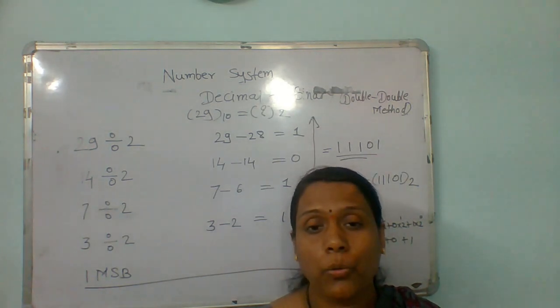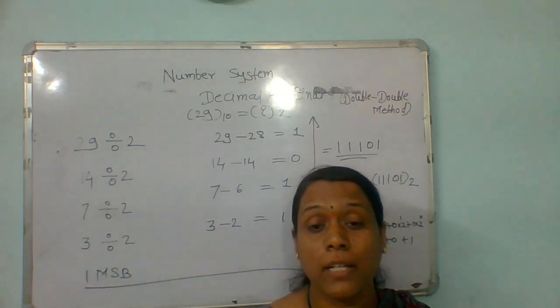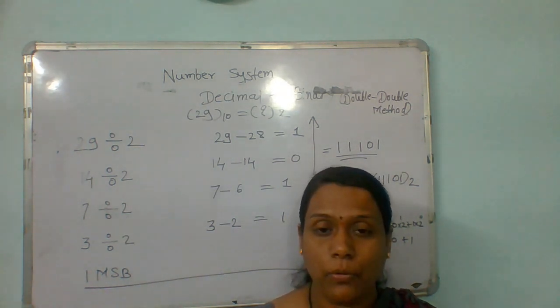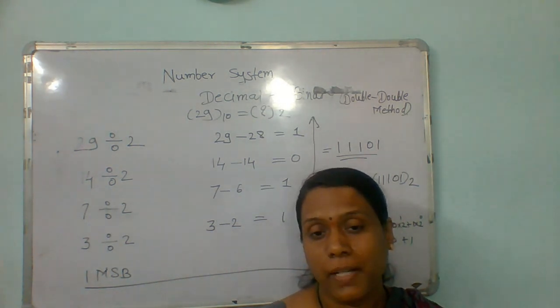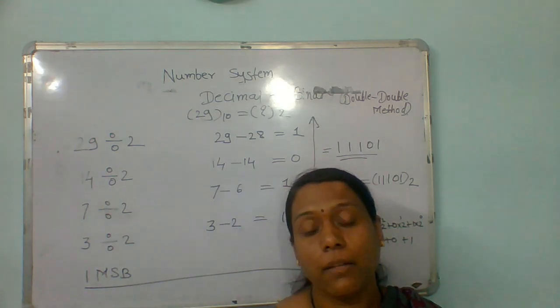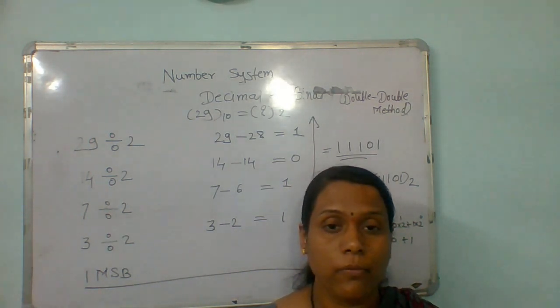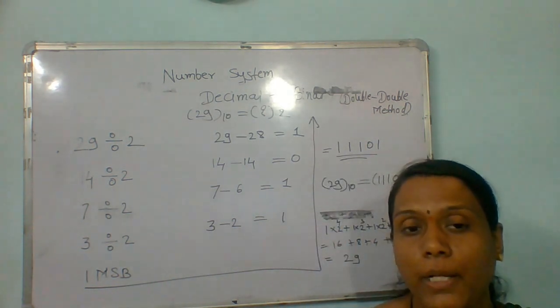Now we have to consider the MSB and the LSB. So what is the MSB? Most significant bit. It is the first digit having the maximum weightage in a number, and the least significant bit is the last digit having the lowest weightage. So first we see how to convert decimal into binary.